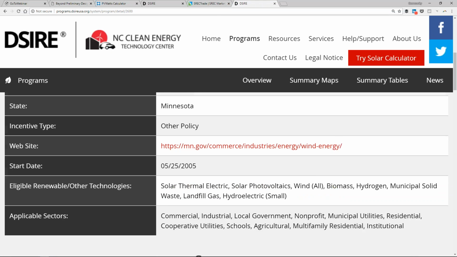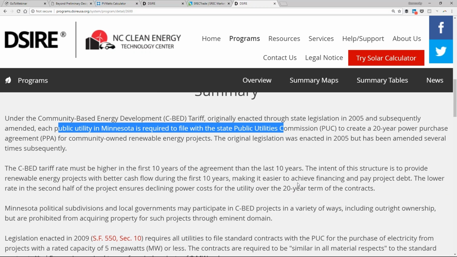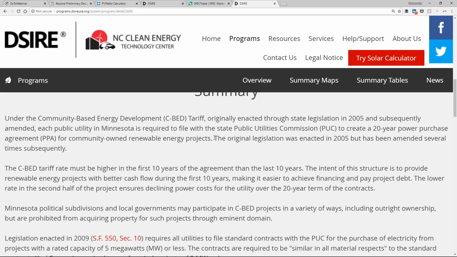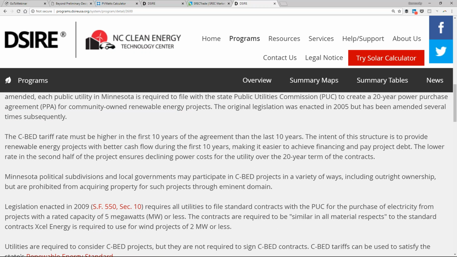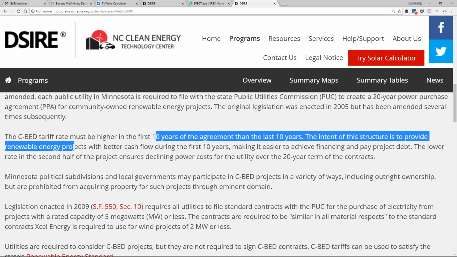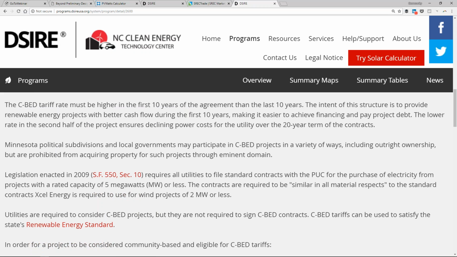Looking at their community-based energy development program, they say each public utility in Minnesota is required to file a tariff for a 20-year power purchase agreement for community-owned renewable projects. The rate must be higher in the first 10 years than it is in the last 10 years. The intent is to provide renewable energy projects with better cash flow for the first 10 years and then lower the rate over the second 10 years.